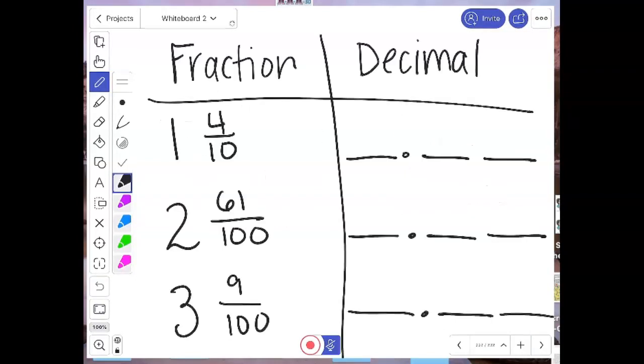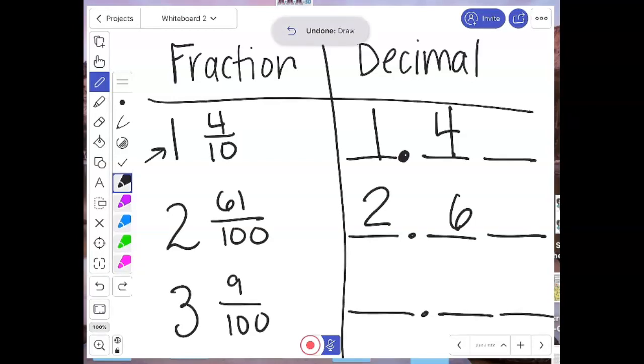I can also have, remember we know we can have fractions greater than 1, well that means we can have decimals greater than 1 too. And this is super simple. This says 1 and 4 tenths. Because I have one whole, and then 4 in the tenths place. Here, I have 2 wholes and 61 hundredths.